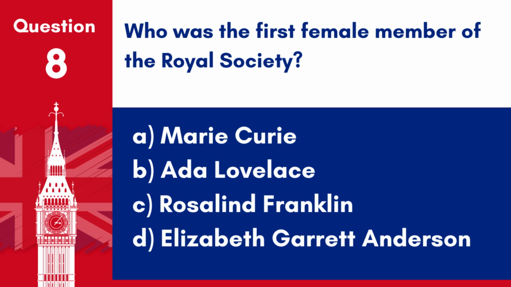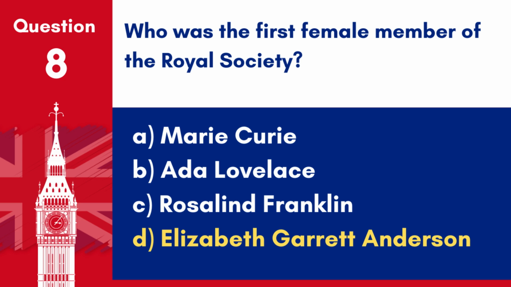Question 8. Who was the first female member of the Royal Society? A. Marie Curie, B. Ada Lovelace, C. Rosalind Franklin, D. Elizabeth Garrett Anderson.